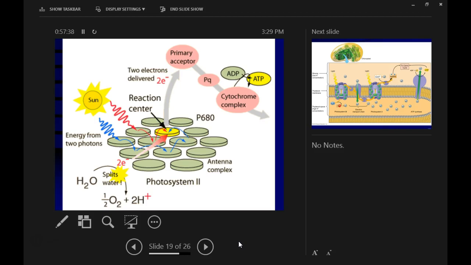Wow. And guess what? There's a channel protein that's specific for hydrogen. And what do you think's attached to it? ATP synthase, the turbine. So as the hydrogens flow through the channel protein, they spin the turbine and make ATP. It's chemiosmosis. It's exactly the same.